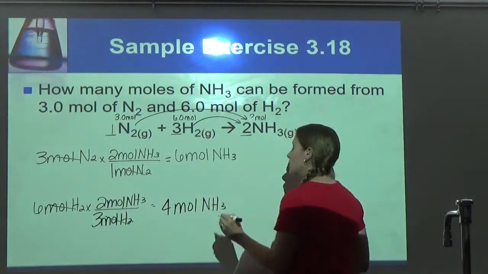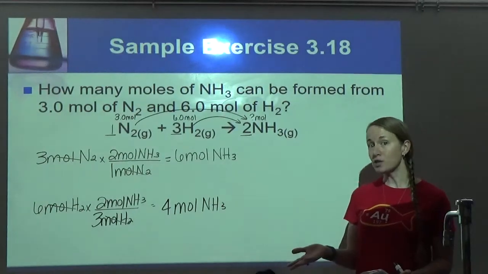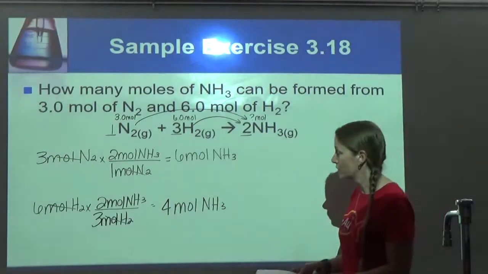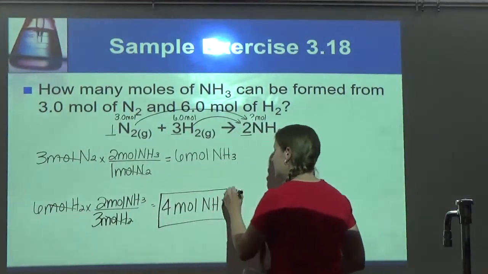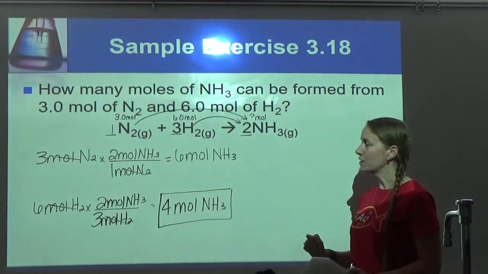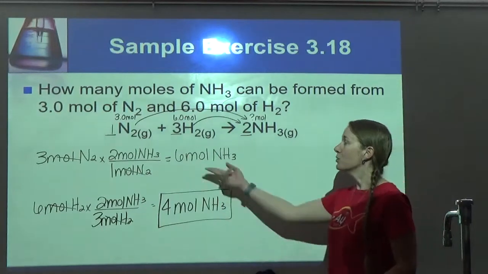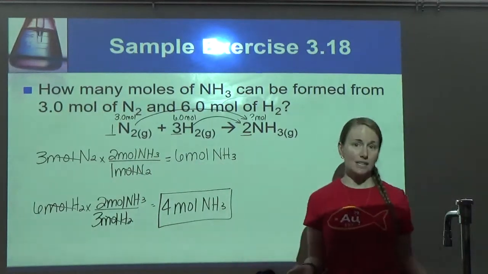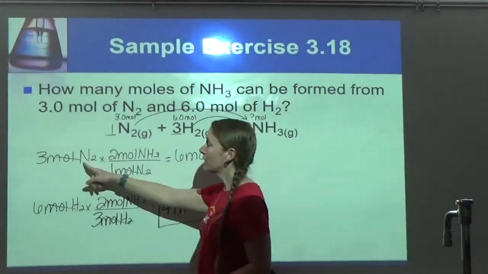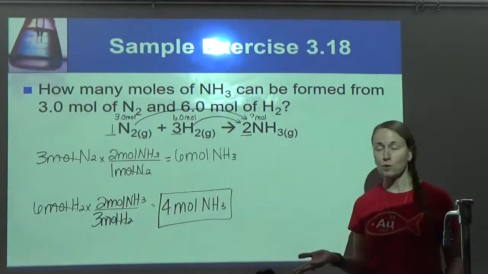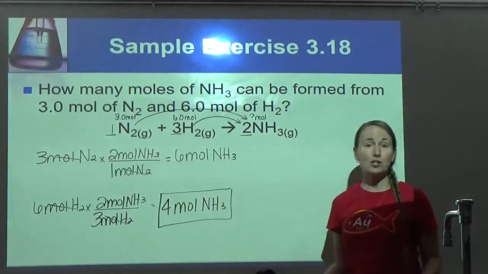So once you know your 2 possibilities for how much product you'll produce, you pick the lower of the 2. Because what that means is once we make 4 moles of NH3, I'm going to run out of hydrogen. It's my limiting. And so we'll never get a chance to get to the 6 moles. This is just saying if I use all my nitrogen, I can make 6 moles. But clearly I don't have enough hydrogen to get that far.